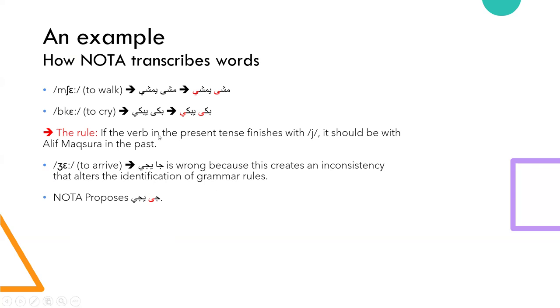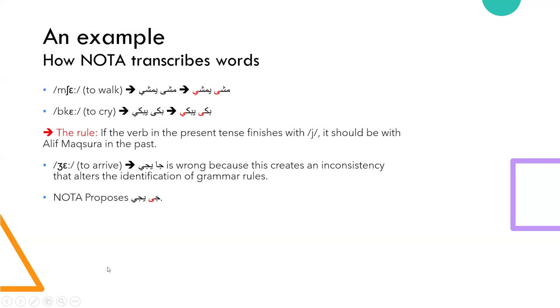However, when we looked at how the past of verbs is grammatically transcribed, we found out that masha yamshi and baka yabki are transcribed as shown here because the present verb finishes with ya. So evidently, if the verb in present tense finishes with ya, the verb should finish with alif maqsura in the past, and not alif mad. So this, as shown by the CODA guidelines, does cause an inconsistency that alters the identification of grammar rules, and consequently we need to adjust that. So what we propose here is to write ja with alif maqsura.